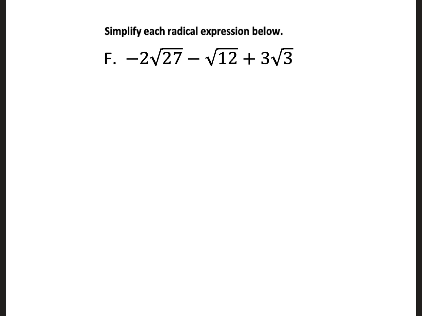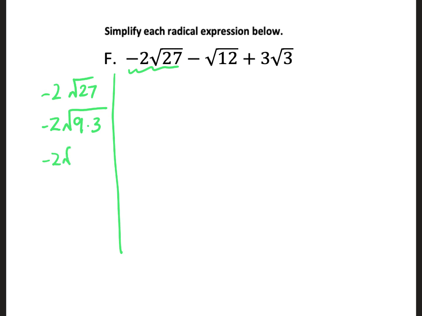My last one, we have negative 2 root 27 minus square root of 12 plus 3 root 3. Let's start with negative 2 root 27. I know I can divide 27 by 9, so we have negative 2 times the square root of 9 times 3. Again, I'm looking for a perfect square I can divide that number underneath my square root by. So we can do negative 2 times the square root of 9 times the square root of 3. The square root of 9 gives me 3, so we have negative 2 times 3 root 3. If I do negative 2 times 3, I get negative 6 root 3. So that's my first term.